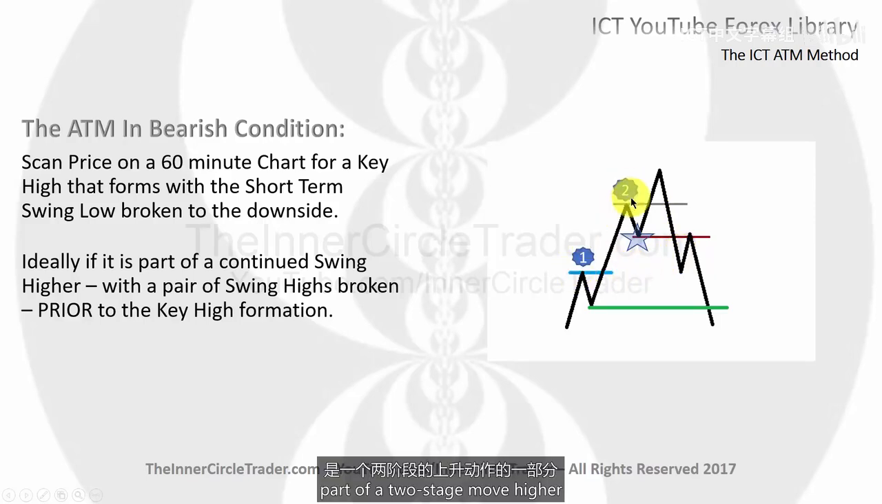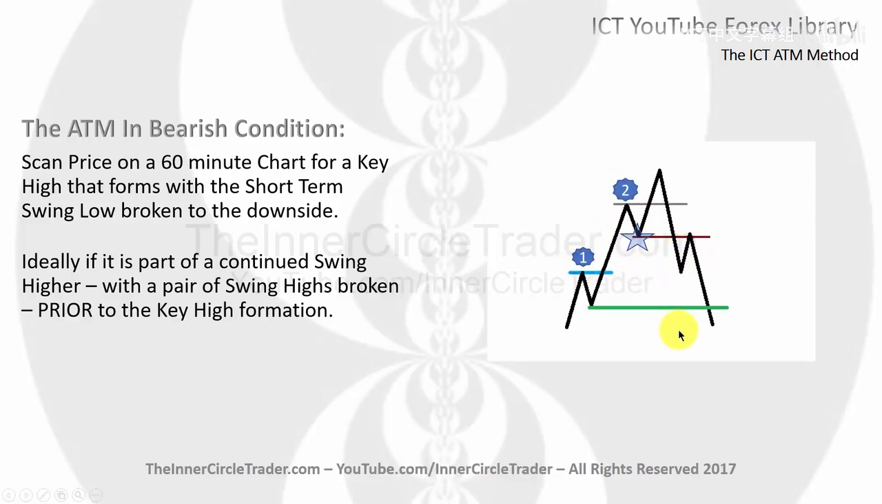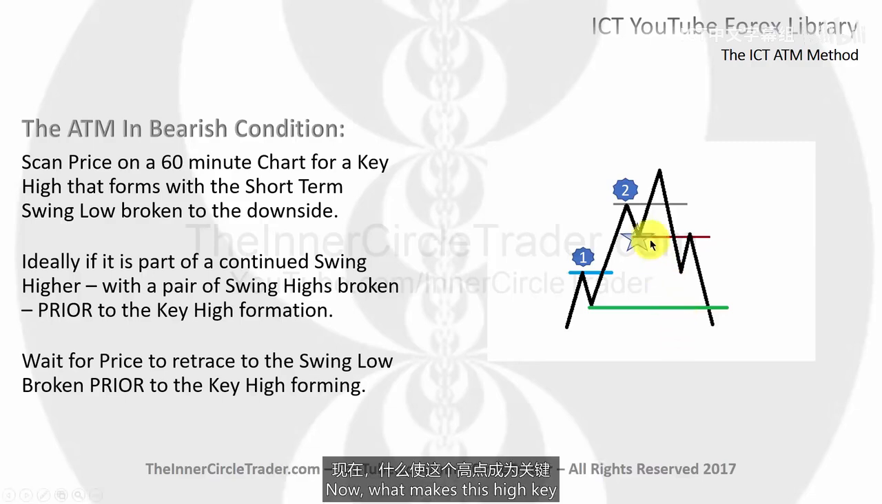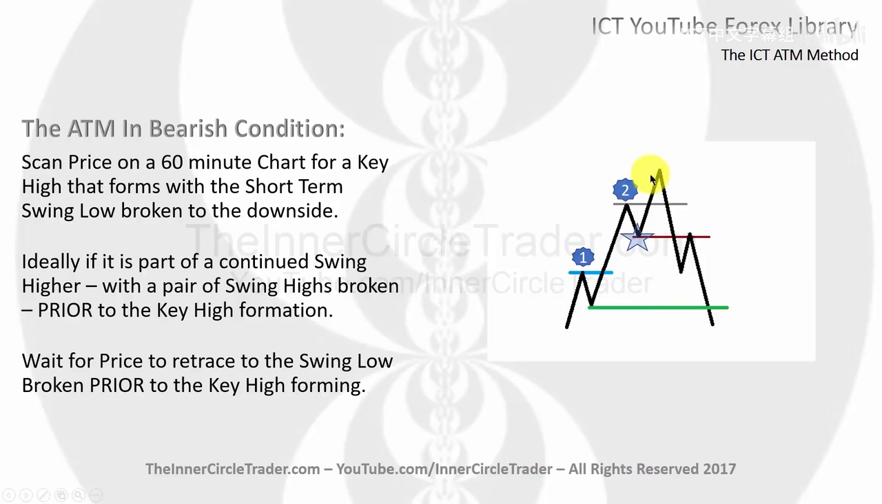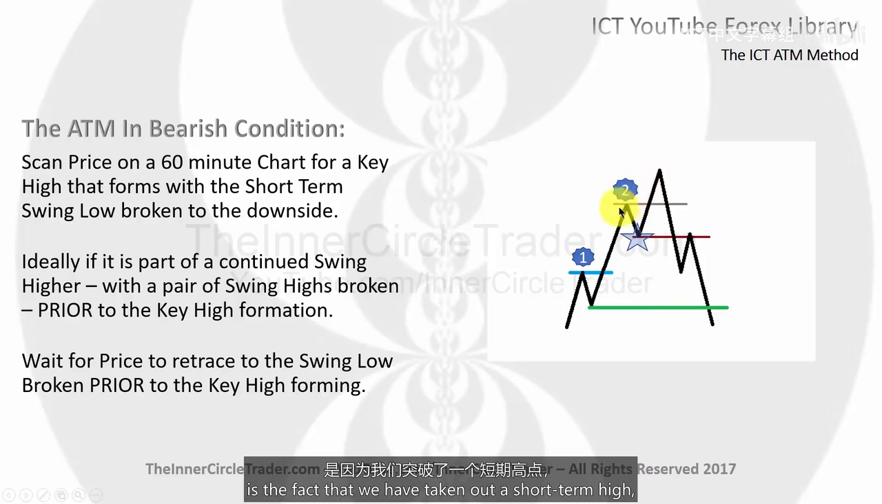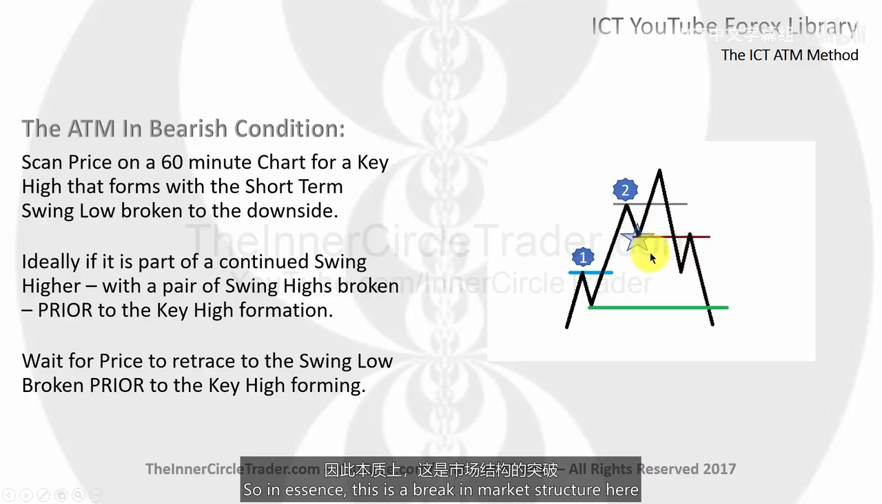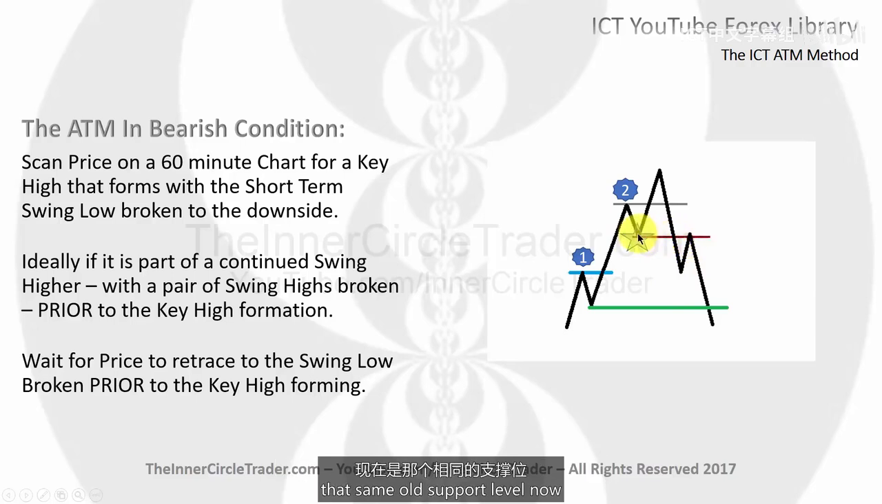Again, part of a two-stage move higher. And we're going to be waiting for price to retrace back to the swing low that forms prior to the key high forming. Now, what makes this high key is the fact that we have taken out a short-term high, but the low immediately after that short-term high is violated. It's broken down. So in essence, this is a break in market structure here. And all we're doing is waiting for a retest of that same old support level, which now becomes resistance.